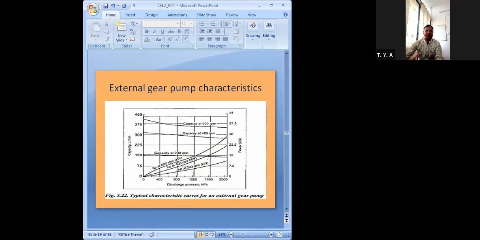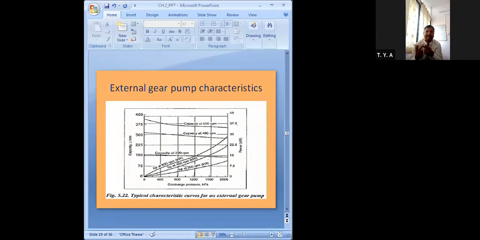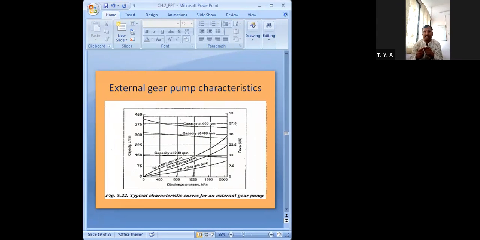And lastly, I will show the external gear pump. This graph shows the characteristic curve for an external gear pump. This curve shows the relationship between the pump discharge pressure, which I have taken on the x-axis, and the pump capacity, which I have taken on the y-axis. That is named the head capacity curve, the HQ curve. H means head and Q is the capacity.